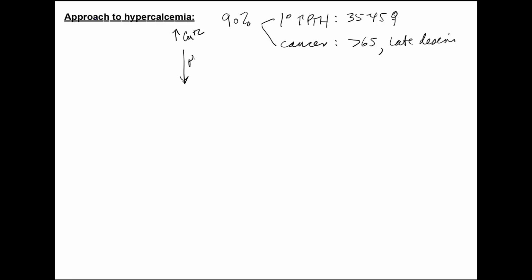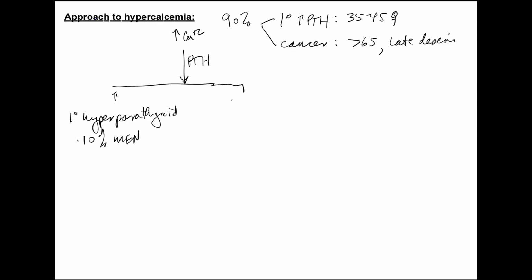Typically, the first thing ordered will be a PTH level. And if that is increased, then the patient has a primary hyperparathyroidism. Note that 10% of these will have multiple endocrine neoplasia. If the PTH is decreased from the hypercalcemia, then the next logical test will be PTHrP. This is an embryologic form of PTH that's released by many of the carcinomas. If that is present, then the patient should be investigated for the underlying cancer.